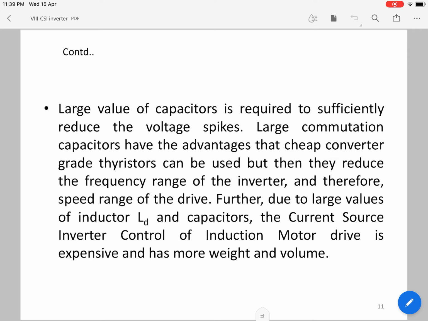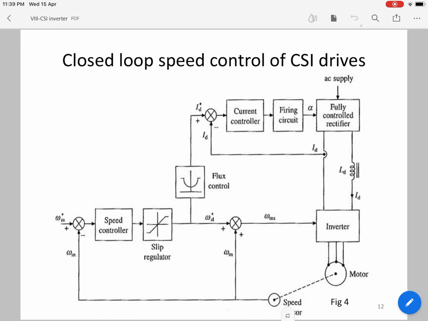Large commutation capacitors have the advantage that cheap converter grade thyristors can be used, but then they reduce the frequency range of the inverter and therefore the speed range of the drive. Further, due to the large values of inductor LD and capacitors, the current source inverter control of induction motor drive is expensive and has more weight and volume. So this last point is a sort of disadvantage of CSI control induction motor.